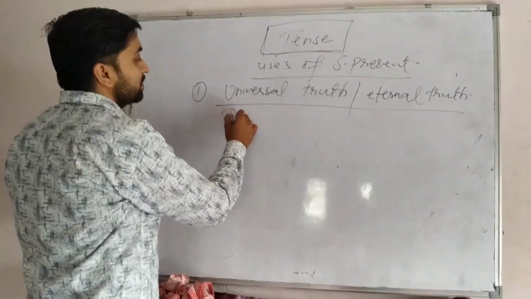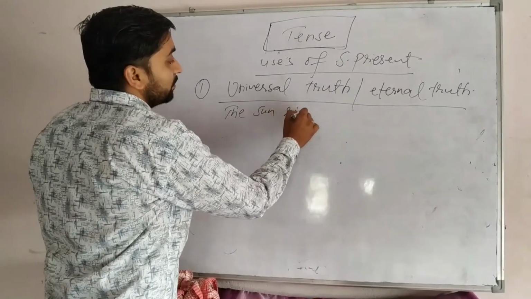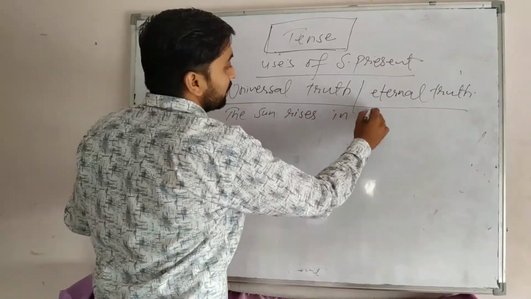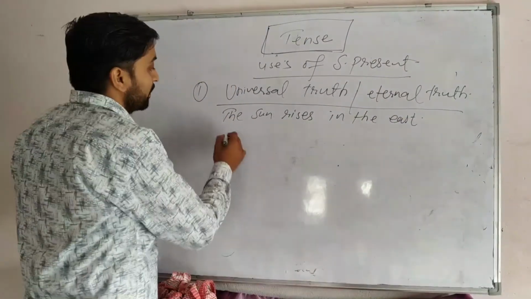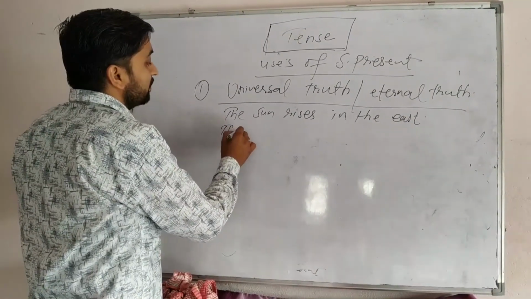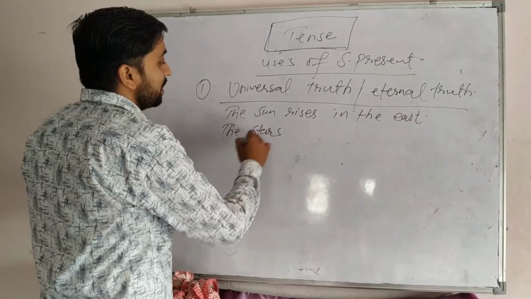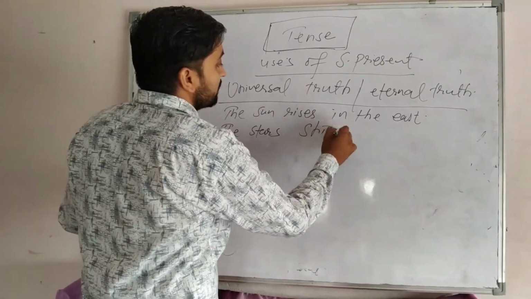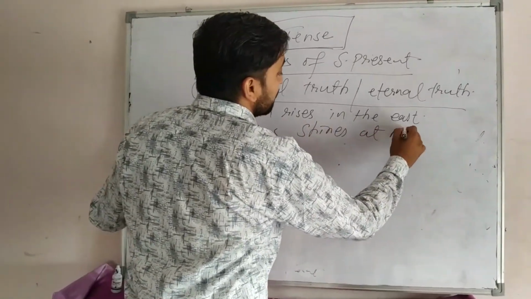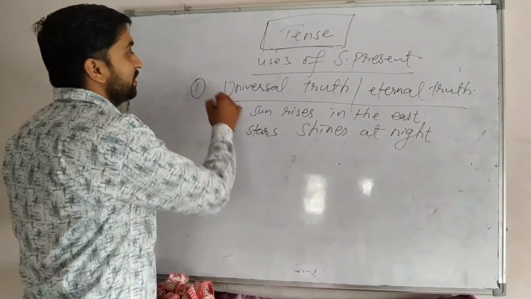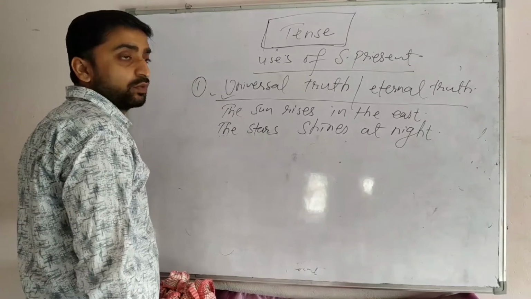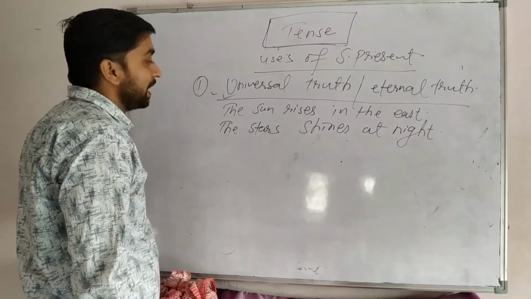Like the sun rises in the east. The sun rises in the east. Okay? The stars shine at night. Like this. This is the universal truth. Vishwavyapi Satya, it is also called in Nepali.